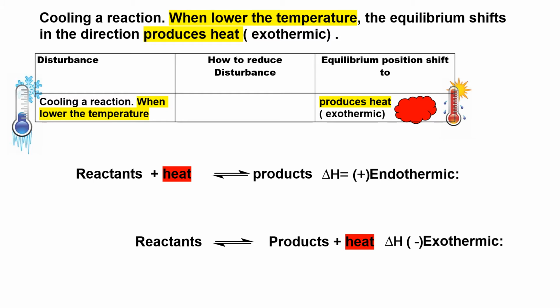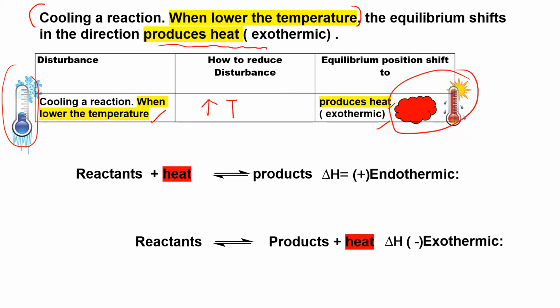Now we will study two cases more. The first one is a cooling reaction. So cooling reaction, right? This is a cooling reaction, meaning that you lower the temperature. So this is your disturbance, lowering the temperature. So how to reduce the disturbance? You must increase the temperature. Increasing temperature means you must produce heat to the surroundings. So the equilibrium position will shift to produce heat, the exothermic process. This one is an exothermic process.